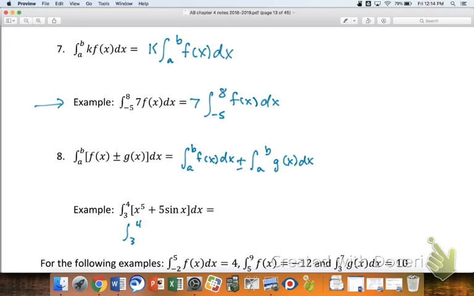Integral from 3 to 4 of x to the fifth dx. Plus integral, the 5 is in the... Very good, very good. Okay, so this would be simply splitting it up. I heard you all in concert. It was impressive. That's simply splitting it up.